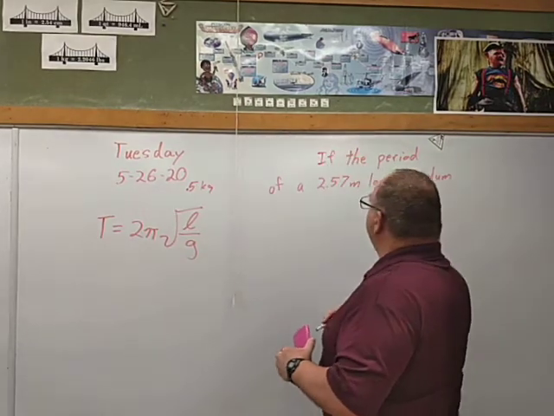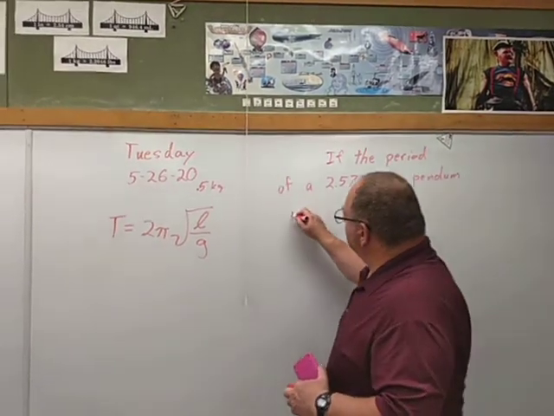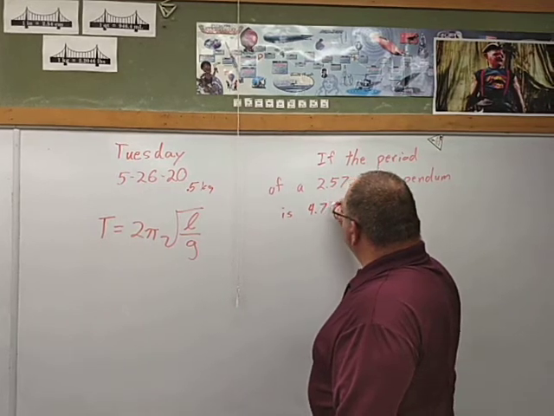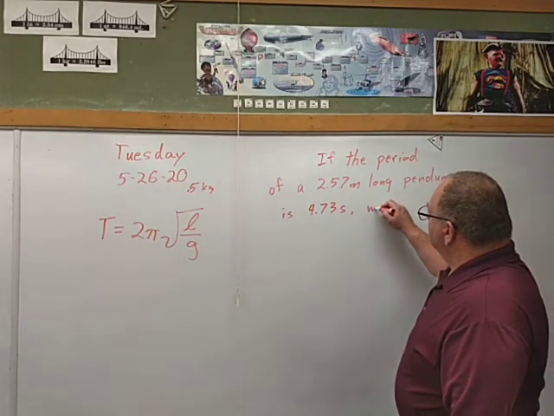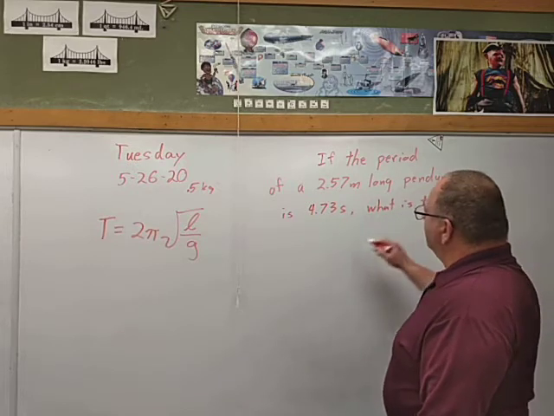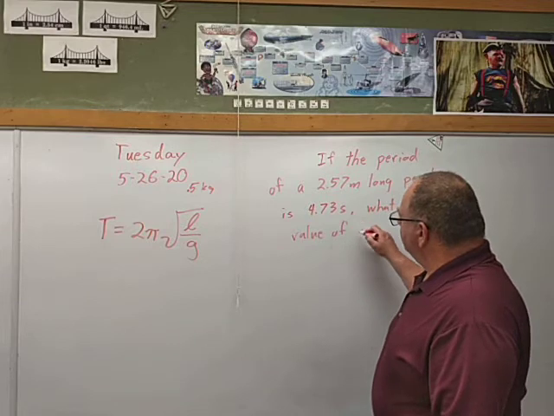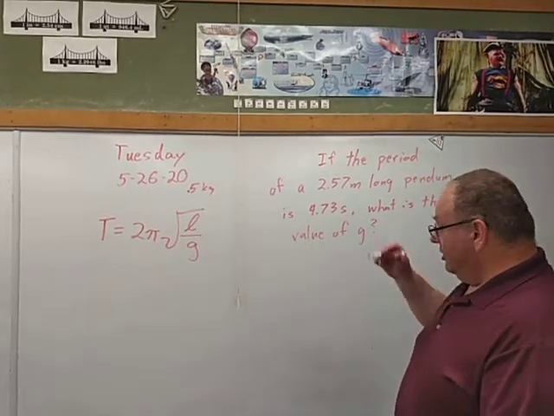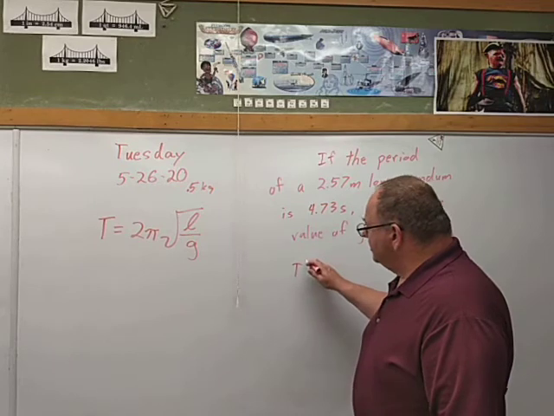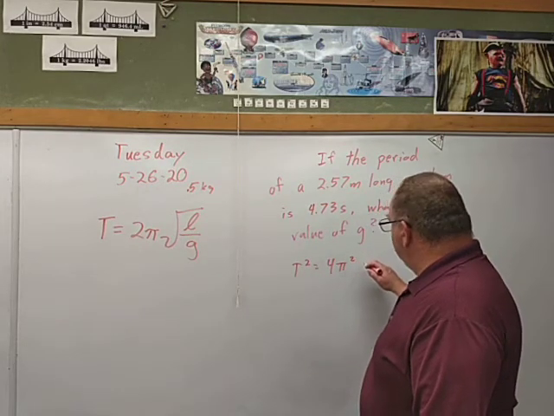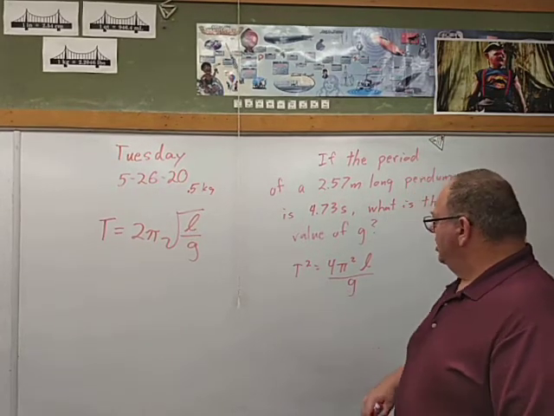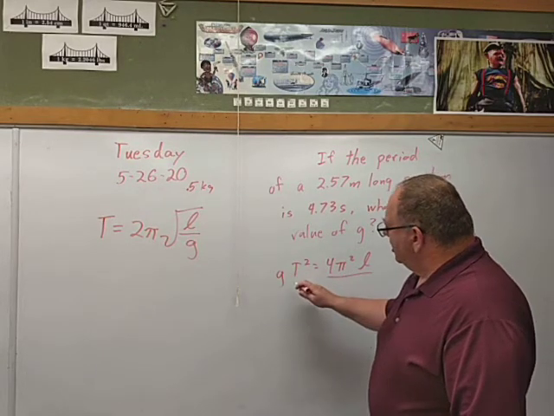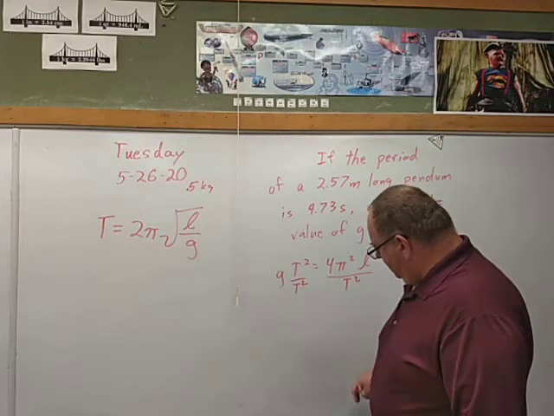Let's say the period of a 2.57 meter long pendulum is 4.73 seconds, what is the value of G? Okay, so I'm going to take my equation. I'm looking for G, so I got to solve that. I'm going to square everything. T squared equals 4 pi squared L over G. And then I want to get G out of that denominator, so I'm going to multiply by G, get rid of that. And then I'm going to divide by T squared to get rid of that.